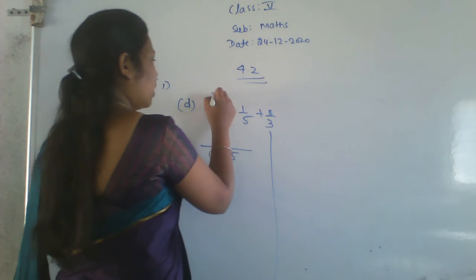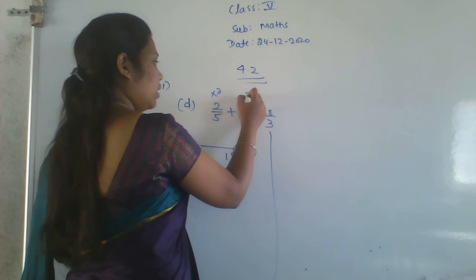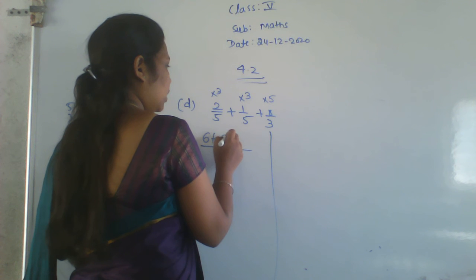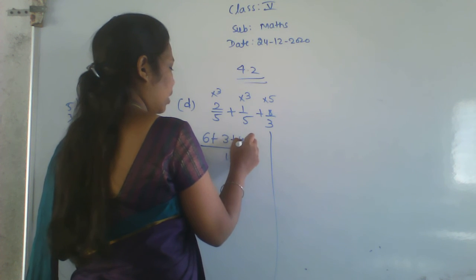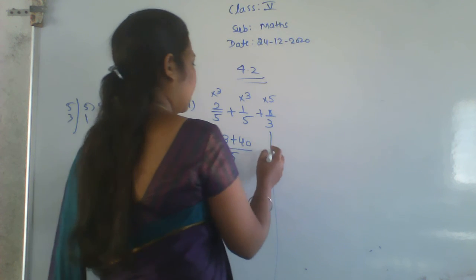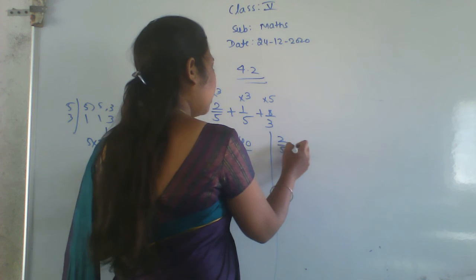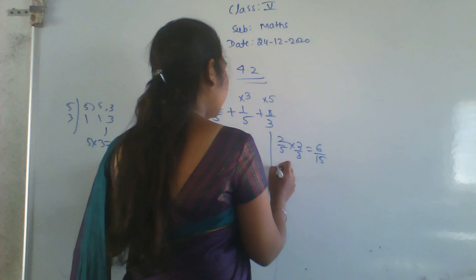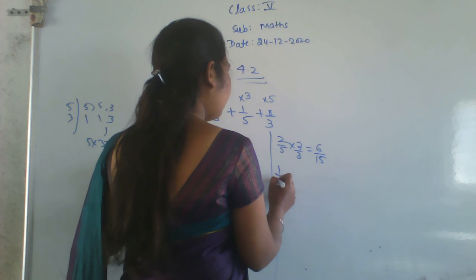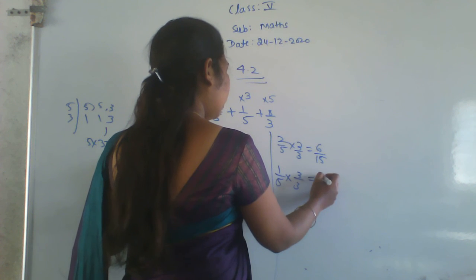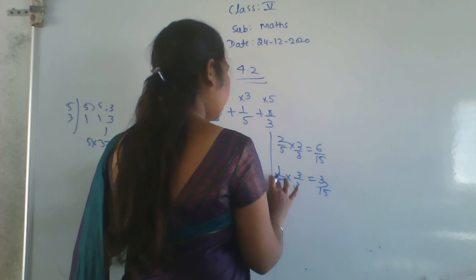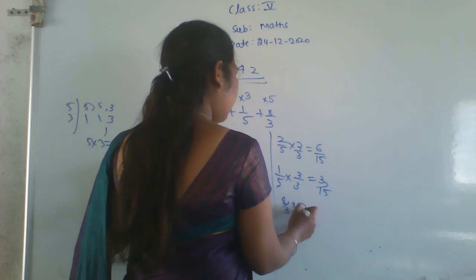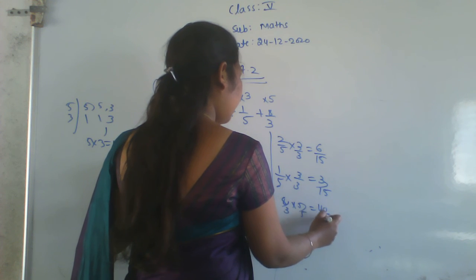Okay, so here 5 threes are and here 3 fives are. 3 twos are 6, plus 3 ones are 3, plus 8 fives are 40. I am doing it directly. See here, 2 by 5 multiplied with 3 by 3, that is 6 by 15. Next, 1 by 5 multiplied with 3 by 3, that is 3 by 15. Next, 8 by 3 into 5 by 5, that will become 40 by 15.